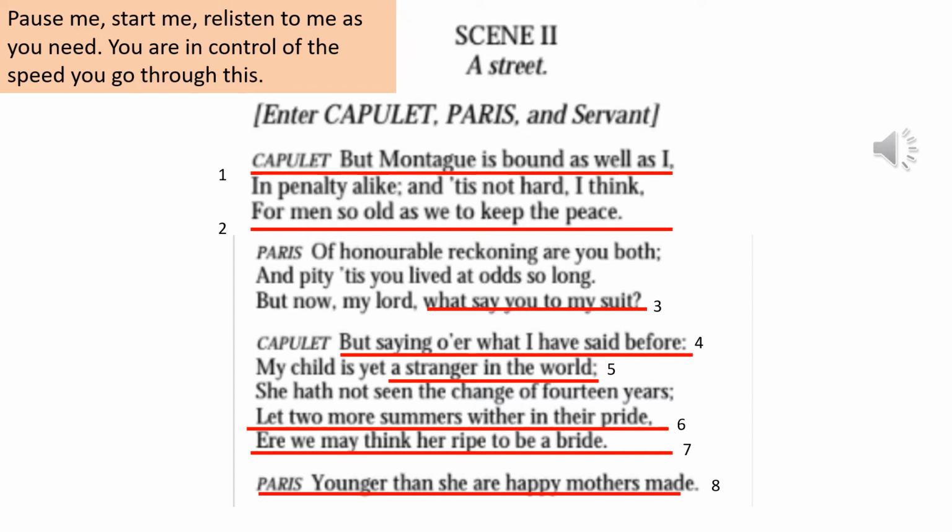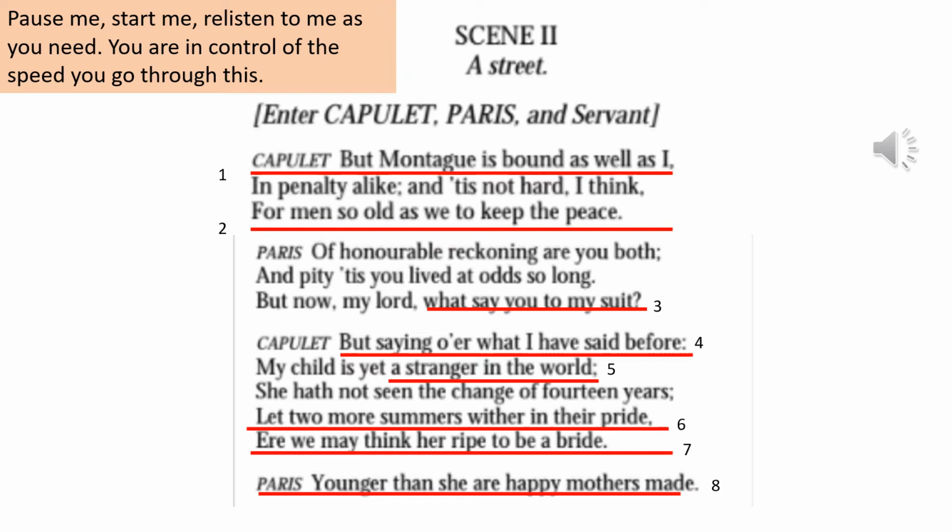Capulet replies, "But saying o'er what I have said before." So by repeating the answer that I've already given you. And the answer that he has given Paris is, "My child is yet a stranger in the world. She hath not seen the change of 14 years. Let 2 more summers wither in their pride, ere we may think her ripe to be a bride."